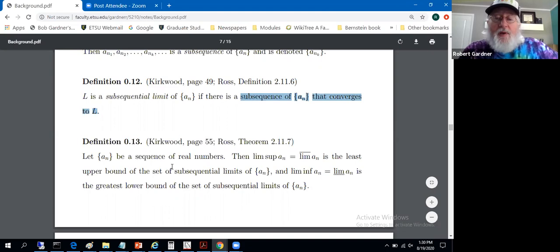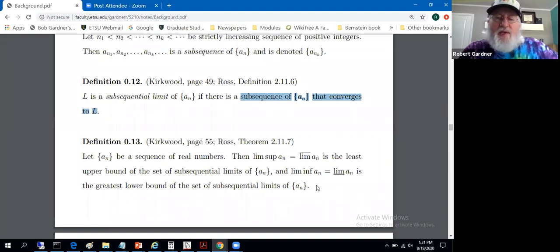Definition of two special kinds of subsequential limits. Let a sub n be a sequence of real numbers, then lim sup of a sub n, which is how this is read with the overline, is the least upper bound of the set of subsequential limits of a sub n, and lim inf of a sub n is the greatest lower bound of the set of subsequential limits of a sub n. All right, so we're looking at the set of all subsequential limits. We just defined what a subsequential limit is, so take the set of all of those.